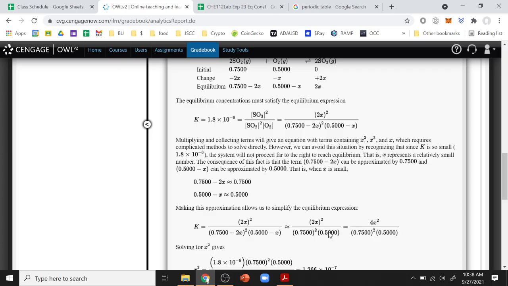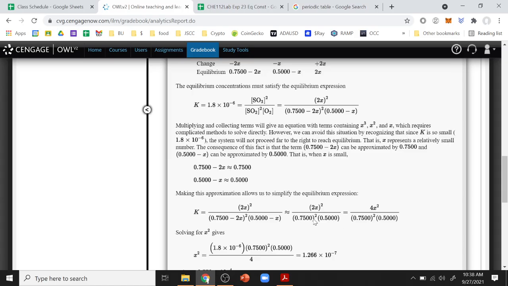Okay? Notice, what does that do to my values here? I don't have any x's there, do I? So something that would have been a lot of work to solve becomes really easy, doesn't it? Because I make that assumption. Okay, so now I have 0.75 squared, I have 0.5 to the first power, and on the top I have 2x squared. I can simplify that top a little bit by calling it 2 to the second power, which is 4x squared.